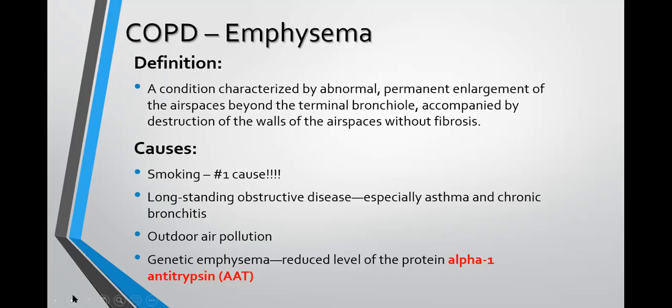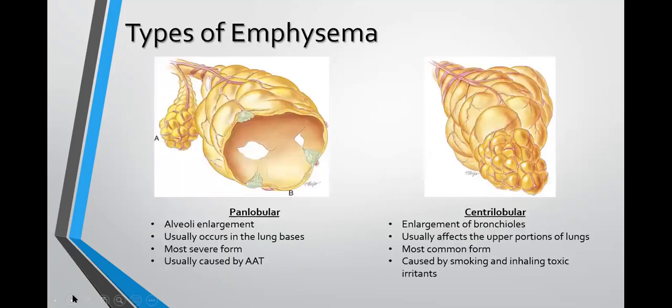So of course, when you get these questions, they're going to say, which one of these cause emphysema? Which one of these cause chronic bronchitis, right? You're going to need to know which one is which. Now, emphysema has 2 types, panlobar and centrilobar.